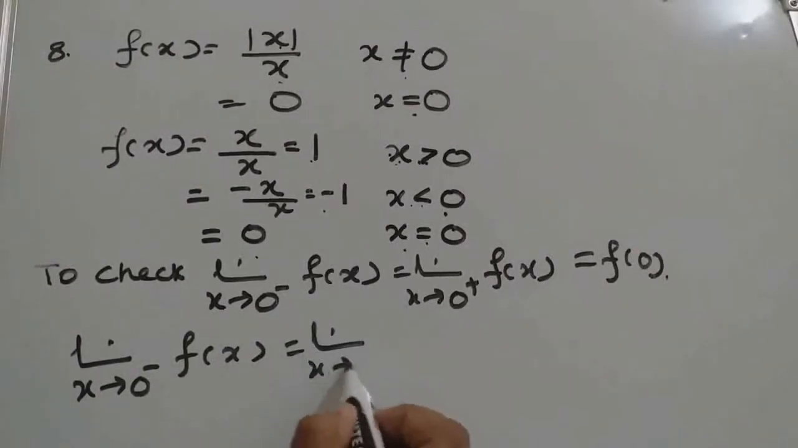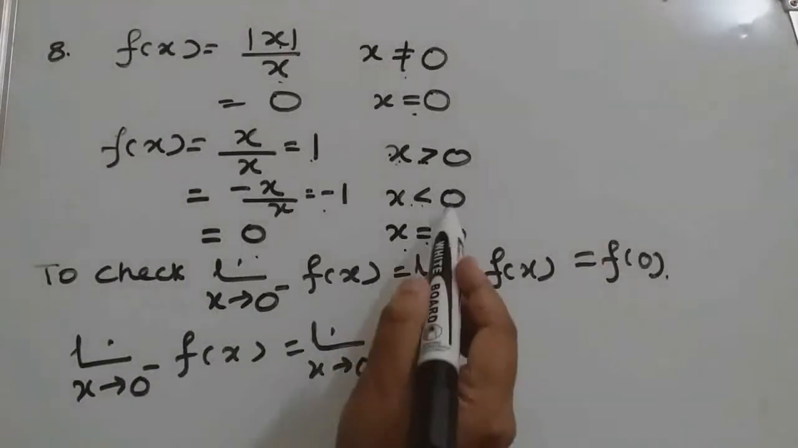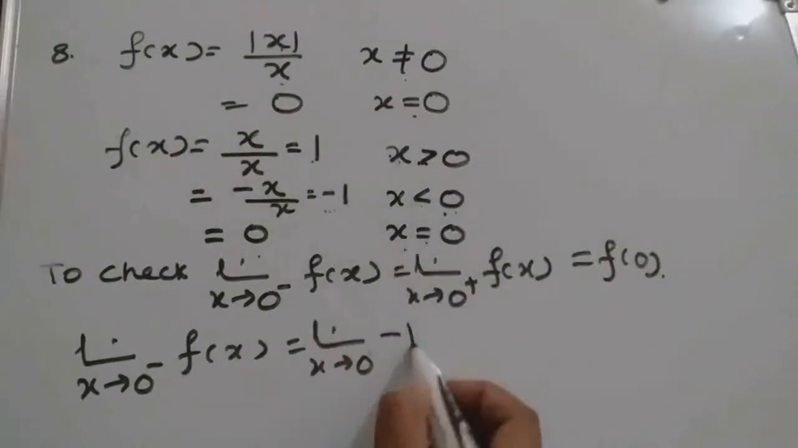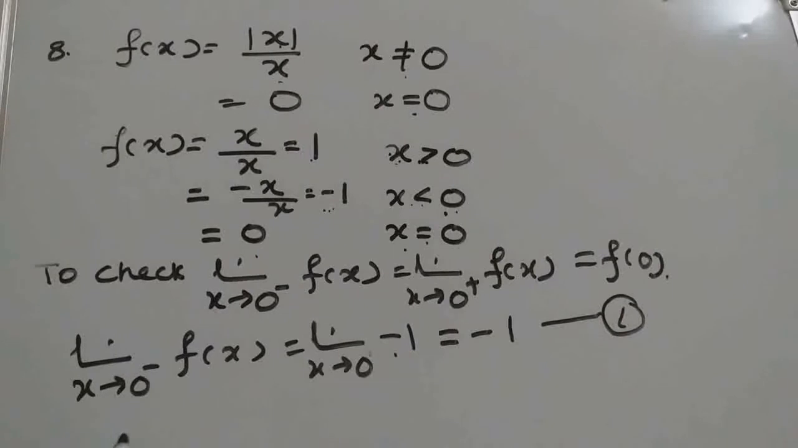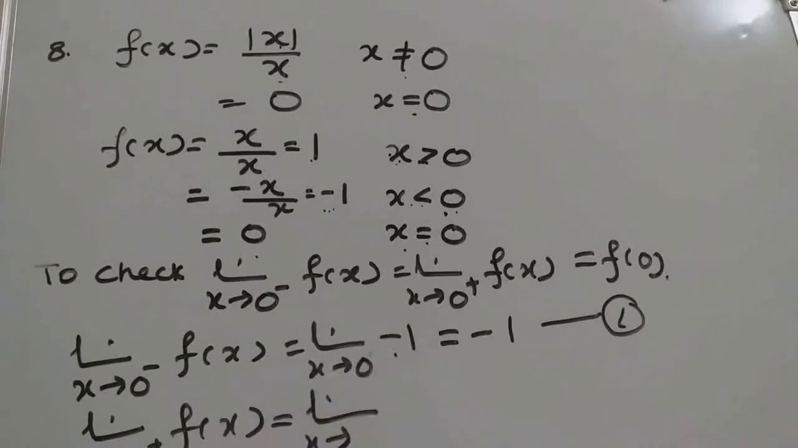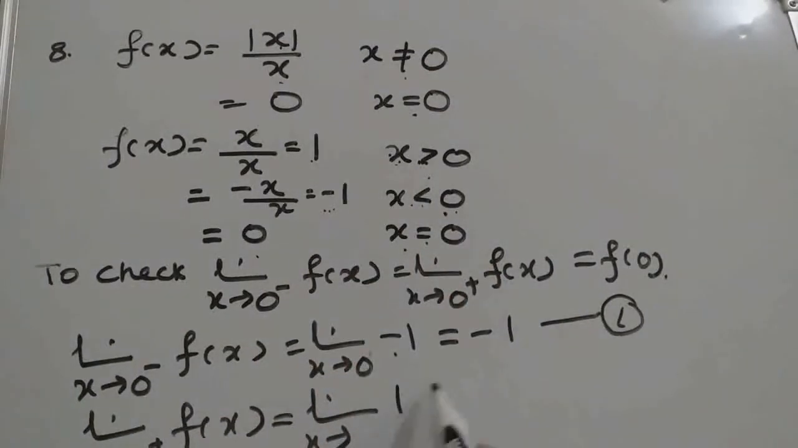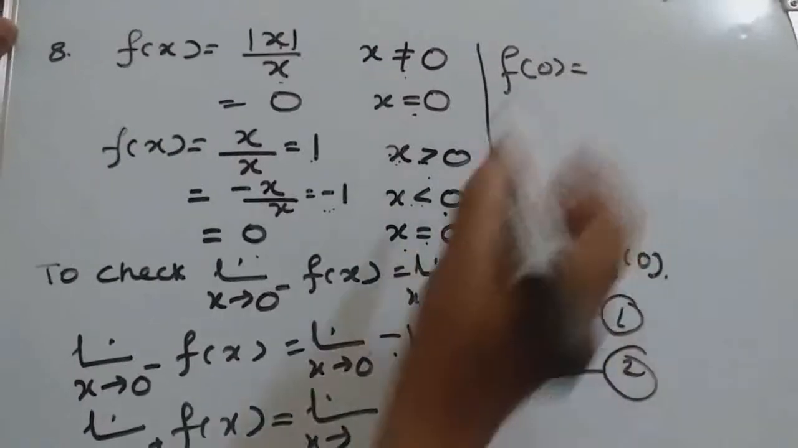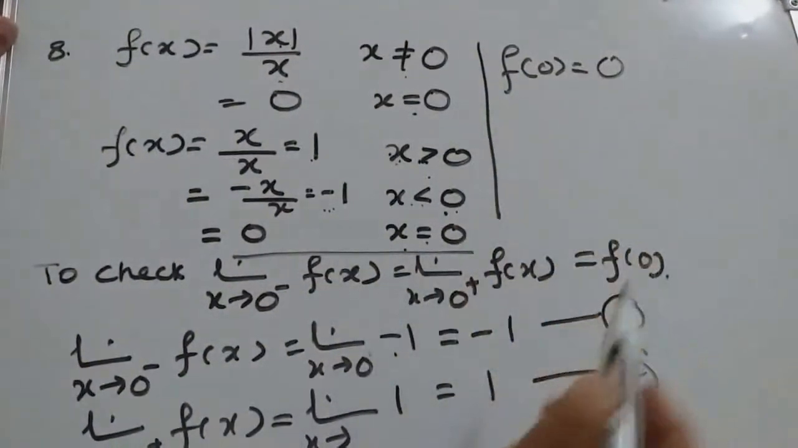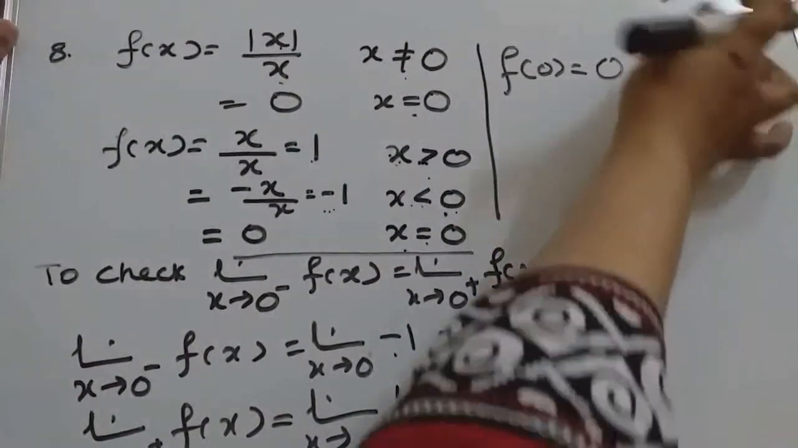So we will find first limit x tends to 0 minus, suppose. For 0 minus means x less than 0. X less than 0 is the second function, minus 1. This is a constant function, so the answer is minus 1, equation 1. Now limit x tends to 0 plus f of x. Plus means x value greater than 0, that is 1, so the answer is 1. Okay, and then f of 0 is directly given as 0. This will be our third equation.